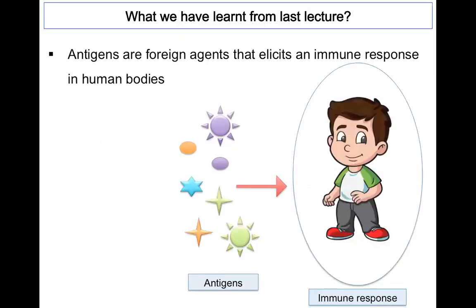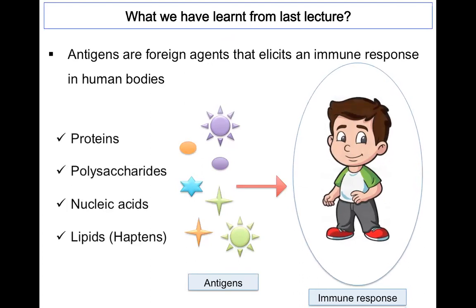Before starting the next lectures, let's first recall what we learned in our previous lecture. In the last lecture, we tried to develop an understanding of antigens. Antigens induce an immune response in the human body to guard human tissue from invading pathogens. These antigens may be protein, polysaccharide, nucleic acid, or lipid in nature, and might be complete or incomplete antigens.